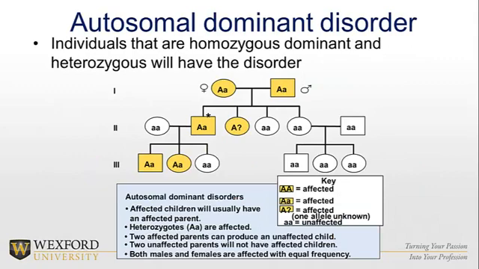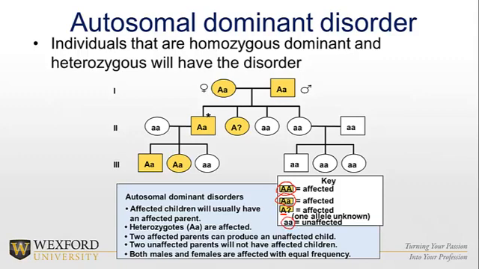Now let's look at an autosomal dominant disorder. So individuals that are homozygous dominant and heterozygous will have the disorder. So who's going to have the disorder? Well, once again, homozygous dominant and heterozygous. They're going to have the disorder. And so anytime you get this capital A in this case, they're going to be affected. The only way you're not going to have the disorder, so it's the opposite of the last one, is if you're homozygous recessive.